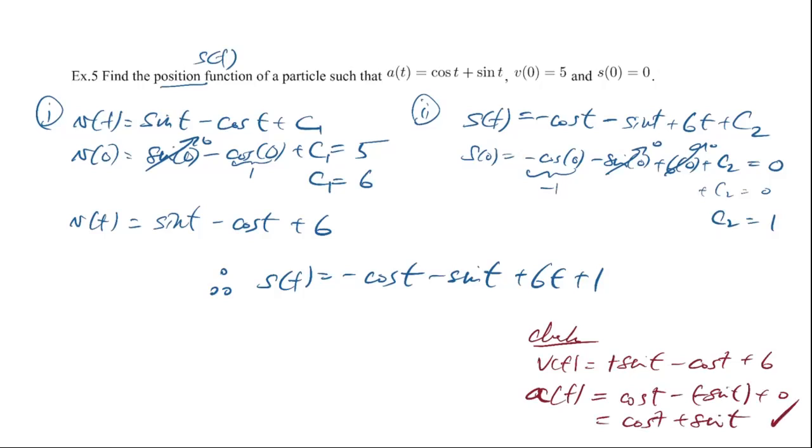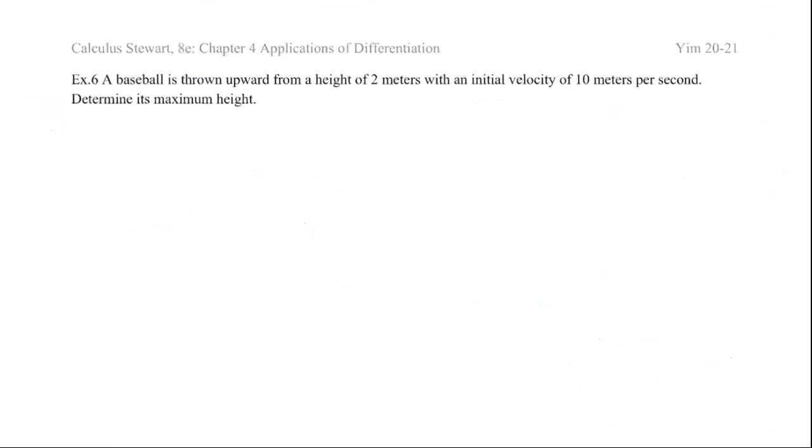All right, guys. So let's go to the next question, the last question. Here it is. A baseball is thrown upwards from a height of 2 meters with an initial velocity of 10. So basically what this is trying to say is v of 0 is 10. Another way to think about it, v sub 0 is equal to 10.